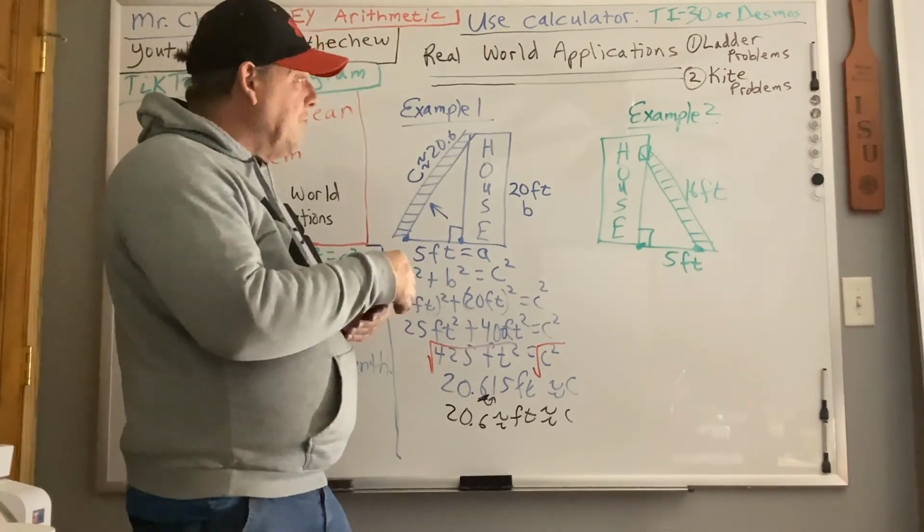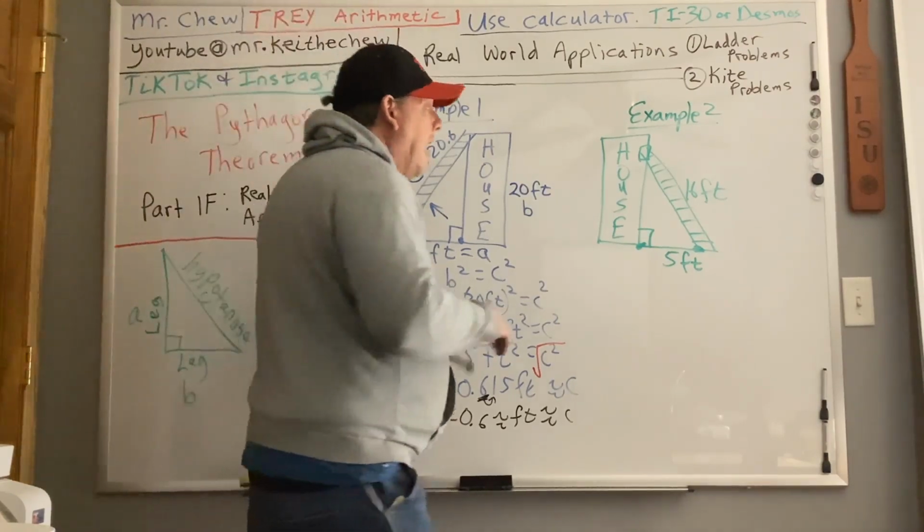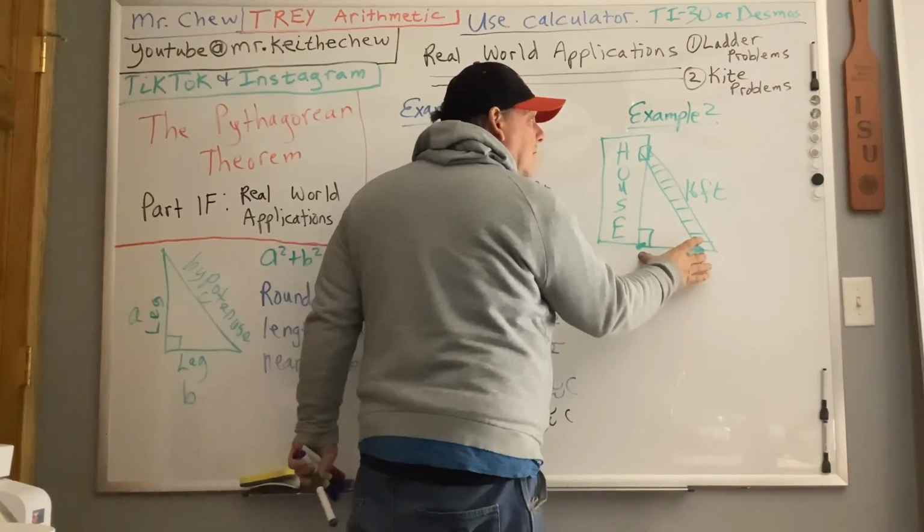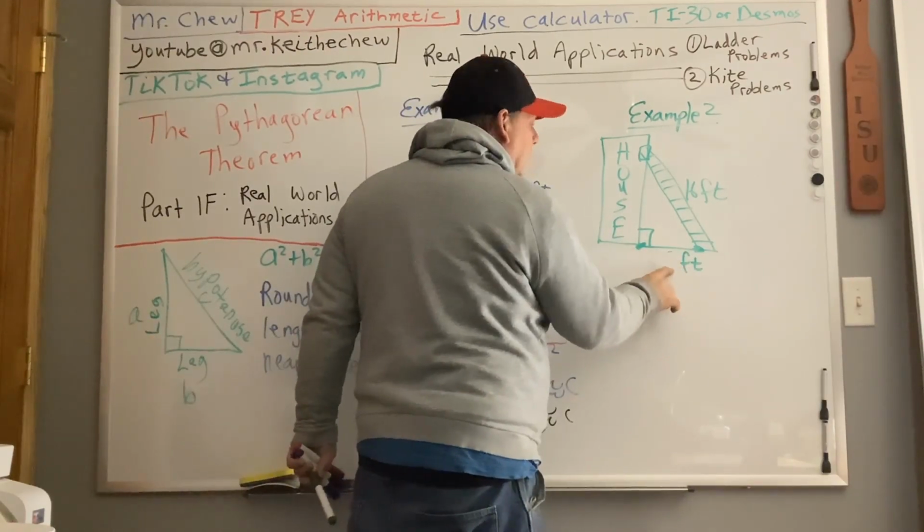In example 2, I have my house here. Here's my right angle. The bottom of my ladder here. Let's change these as well.